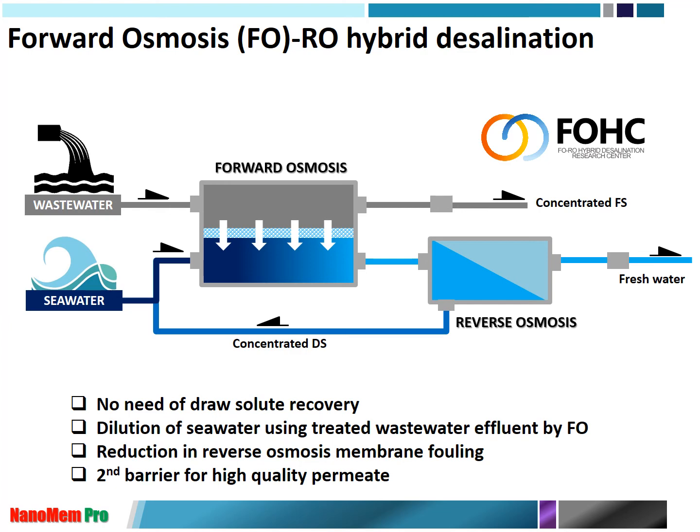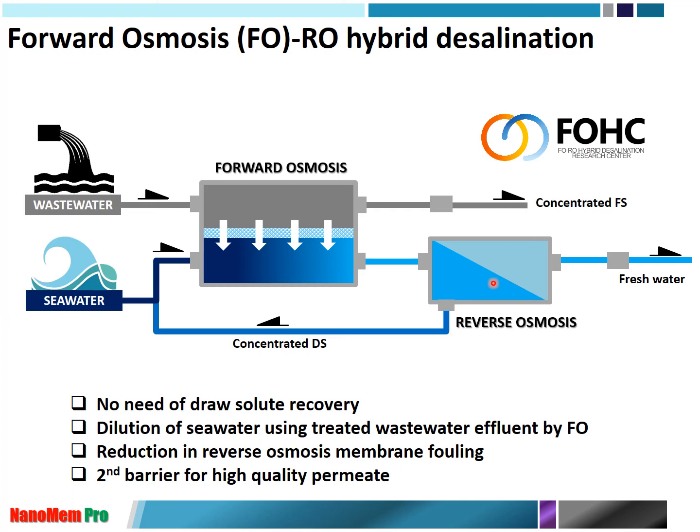And for the osmosis RO hybrid system, the desalination research center developed this technology at pilot scale. Wastewater has very low salinity and seawater has high salinity, so you have a different osmotic pressure. The higher osmotic pressure will pull the water molecules through the semi-permeable FO membrane, and then this reduced osmotic pressure seawater can go to the reverse osmosis process and be continuously circulated.